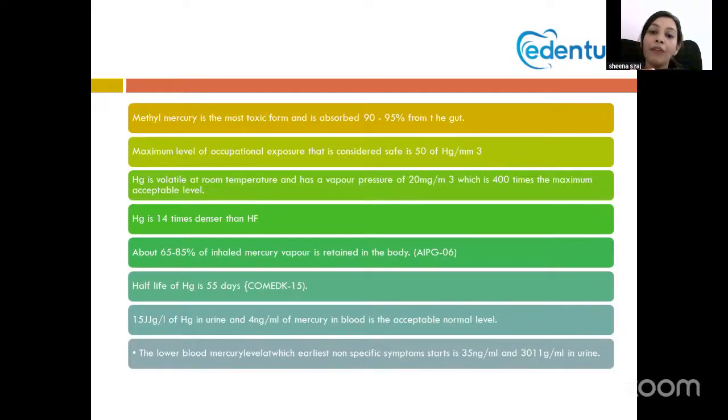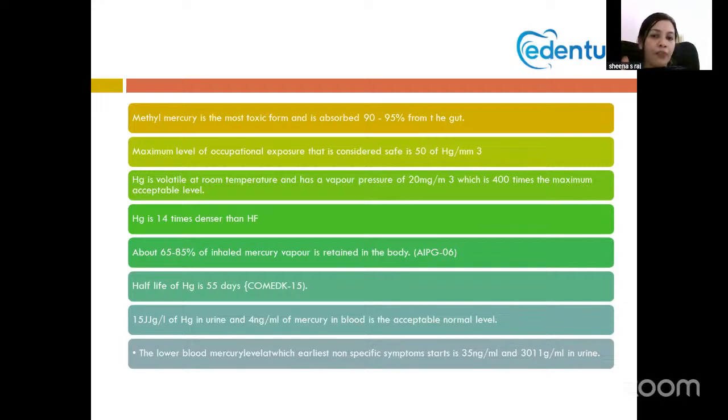So maximum level is like 50, right? And mercury is volatile at room temperature and has a vapor pressure of 20 mg per cubic millimeter. So please keep this in mind. And the next thing is that about 65 to 85 percent of the inhaled mercury vapor is retained within the body. Those are the numbers that you have to keep in mind.